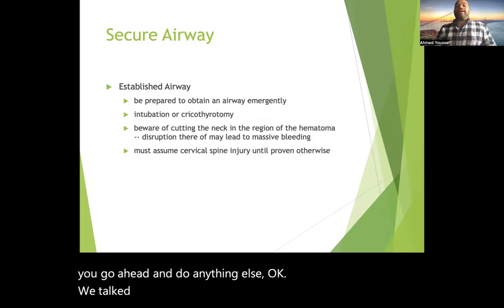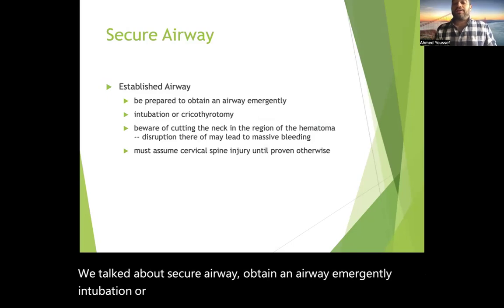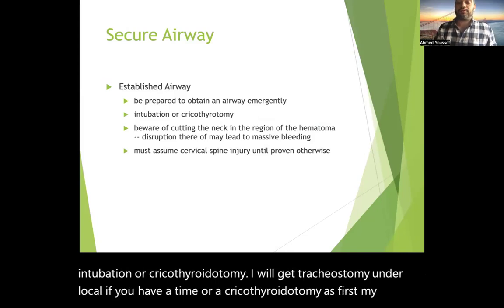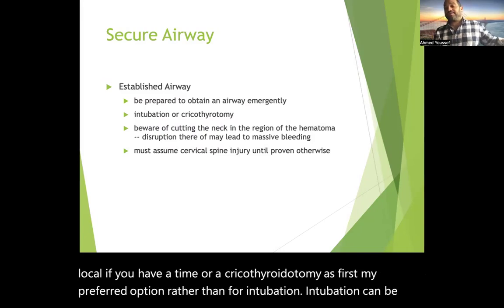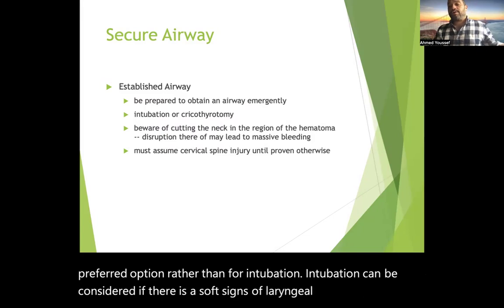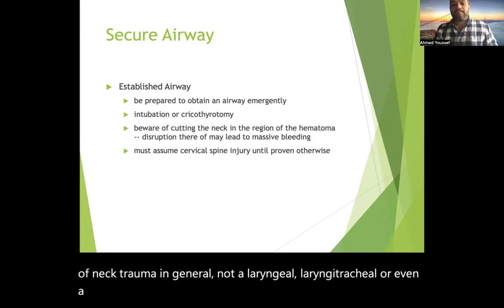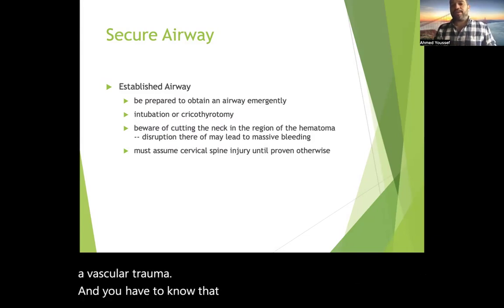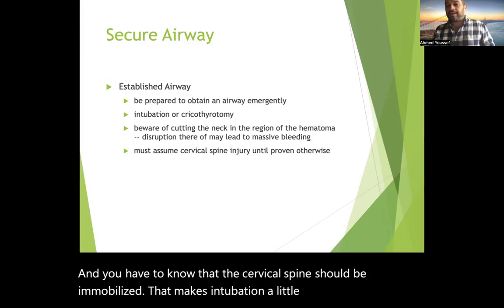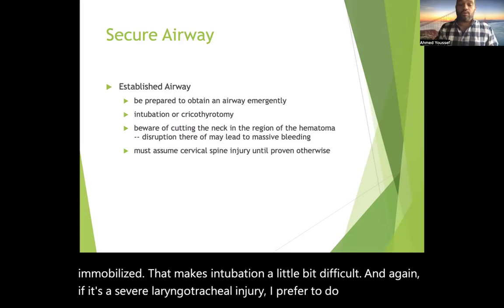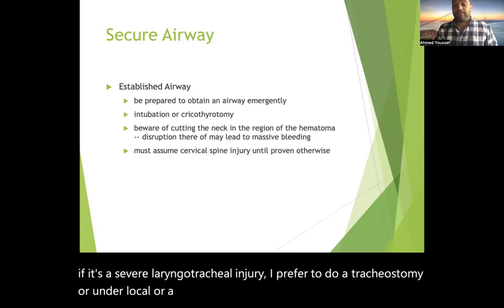We talked about securing the airway, obtaining an airway emergently, intubation or cricothyroidotomy. I will get a tracheostomy under local if you have time, or a cricothyroidotomy as first, my preferred option rather than intubation. Intubation can be considered if there are soft signs of laryngeal trauma or soft signs of neck trauma in general, not a laryngotracheal or even a vascular trauma. And you have to know that the cervical spine should be immobilized. That makes the intubation a little bit difficult. And again, if it's a severe laryngotracheal injury, I prefer to do a tracheostomy under local, or a cricothyroidotomy if we are really in a hurry.